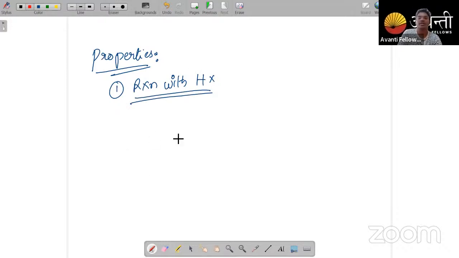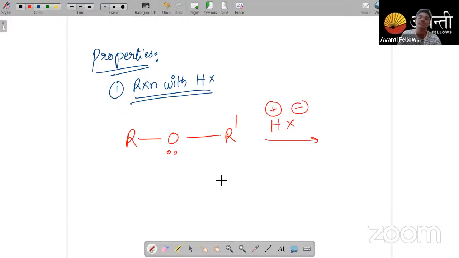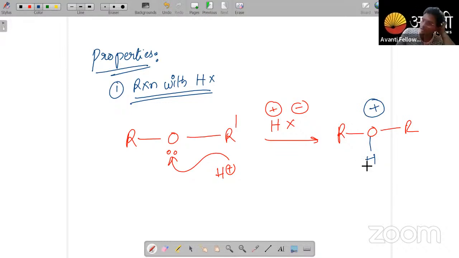Let's suppose I'm taking an ether, which has a lone pair. In the presence of HX, we know that this will give H plus and X minus. What is the duty of H plus? H plus will first attack the oxygen. So ROR' will take an H, and here you will get a positive charge on the oxygen. Now the positive charge on oxygen is unstable.